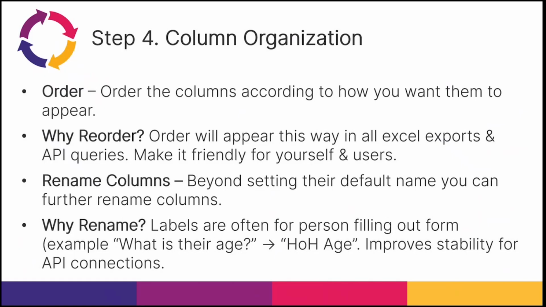My boss understands that that means the head of household's age. This also allows us to improve the stability of the API connections, because even if the field remains called age, and we change what is their age to what is the head of household's age, and we have renamed that HOH age, the connection will still be preserved, right? We're really renaming off the ODK name. We're not renaming off the label, though we do show you the label when you do this renaming.